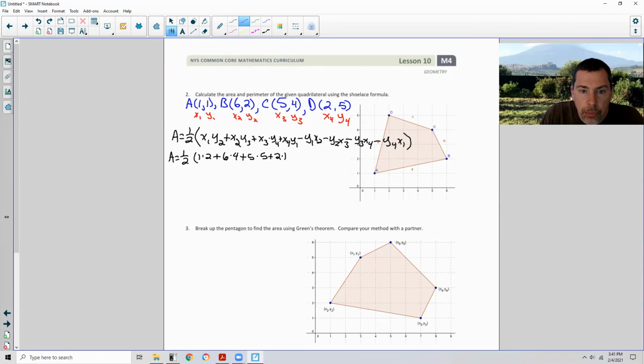I'll just change colors to keep it separate. Minus. So now we're right here. y1, 1, times x2, 6, minus y2, 2, times x3, 5, minus y3, 4, times x4, 2, minus, finally y4, which is 5, times, go back to x1, 1.